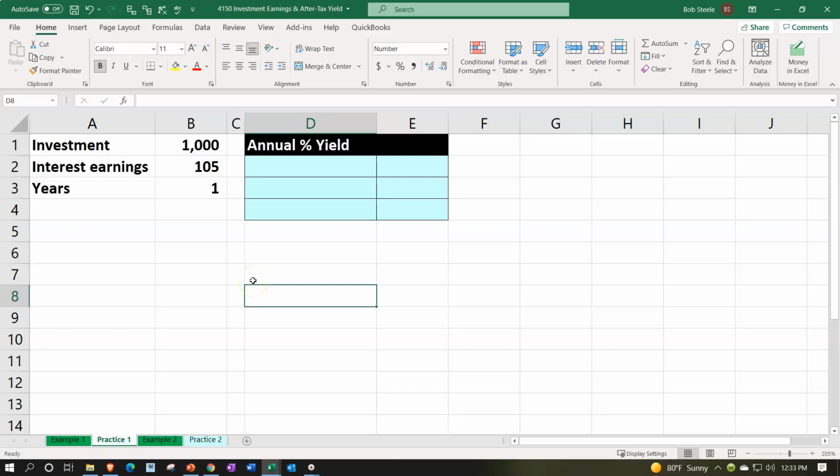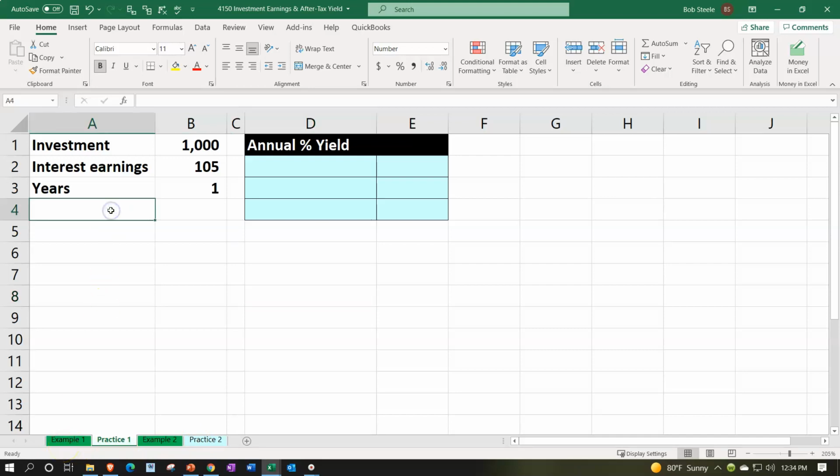Here we are in our Excel worksheet. If you have access to the Excel worksheet and would like to follow along, note that we're down here in one of two practice tabs as opposed to one of two example tabs. We're going to start here on practice tab 1 and then move on over to practice tab 2, remembering that the example tabs are in essence the answer keys.